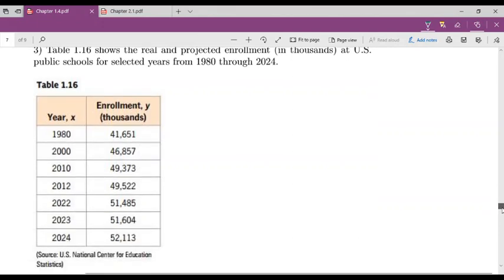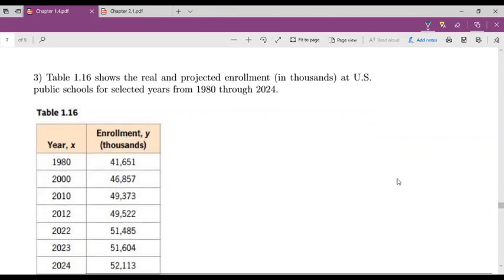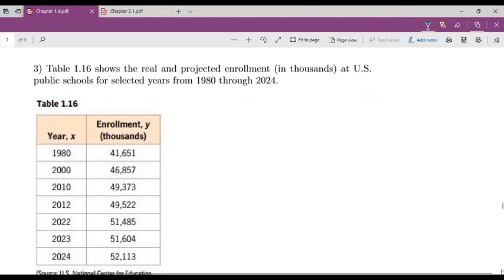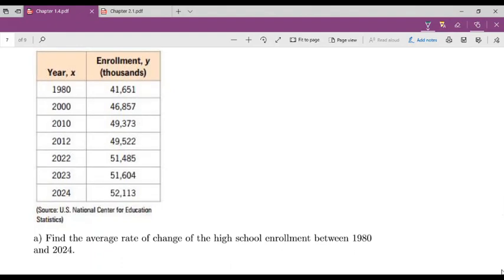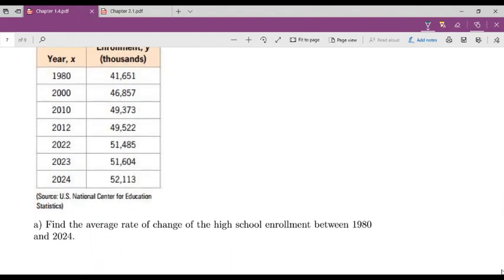Alright, moving on to page 7. Number 3 says, Table 1.16 shows the real and projected enrollment in thousands at U.S. public schools for selected years from 1980 through 2024. Okay, you've got this big table here. It says find the average rate of change of the high school enrollment between 1980 and 2024. So we're really looking between these 2 years.